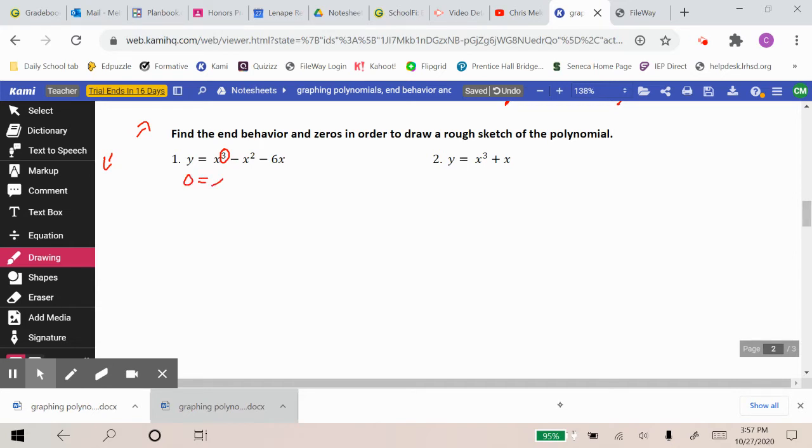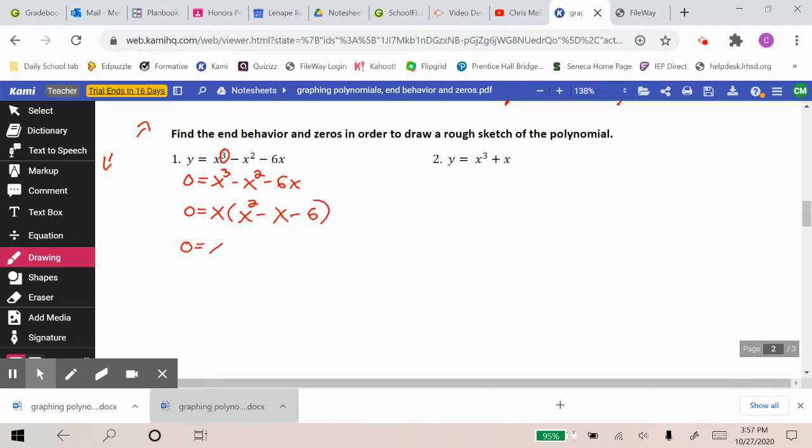So we're going to have 0 equals x cubed minus x squared minus 6x. Now, for most of these, in order to solve, you're going to factor. So you're always going to look for your GCF first. For this one, it has a greatest common factor of x. So I can pull an x out, and if I pull the x out, I'm going to get a quadratic on the inside: x squared minus x minus 6.